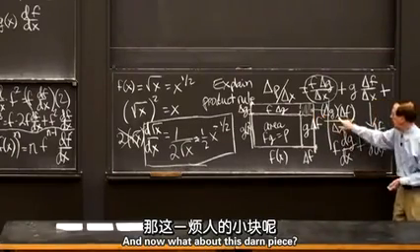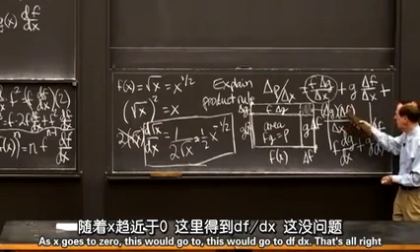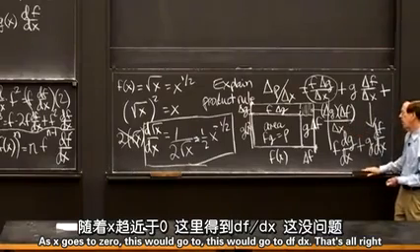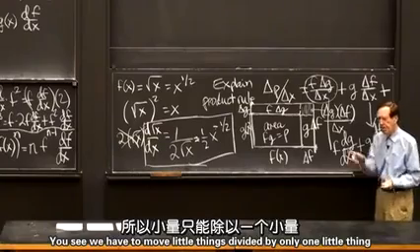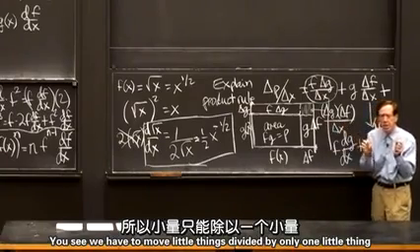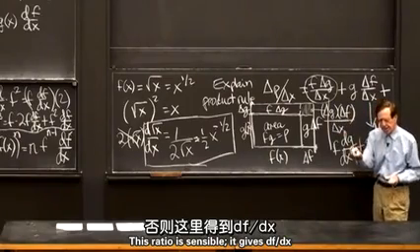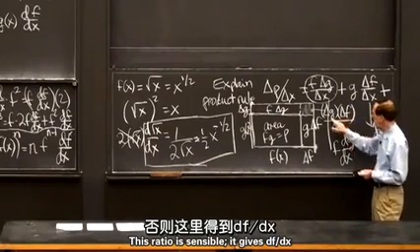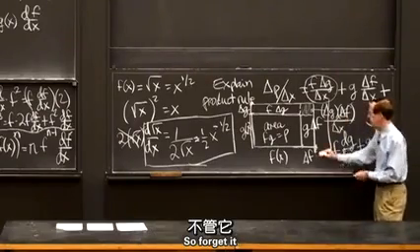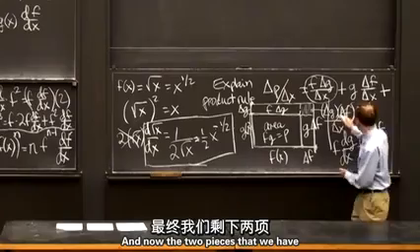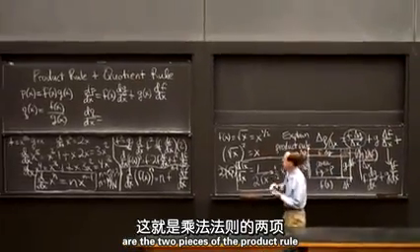Well, as delta X goes to 0, this would go to df dx, all right. But what would delta g do? It'll go to 0. You see, we have two little things divided by only one little thing. This ratio is sensible. It gives df dx. But this ratio is going to 0. So forget it. And now the two pieces that we have are the two pieces of the product rule.